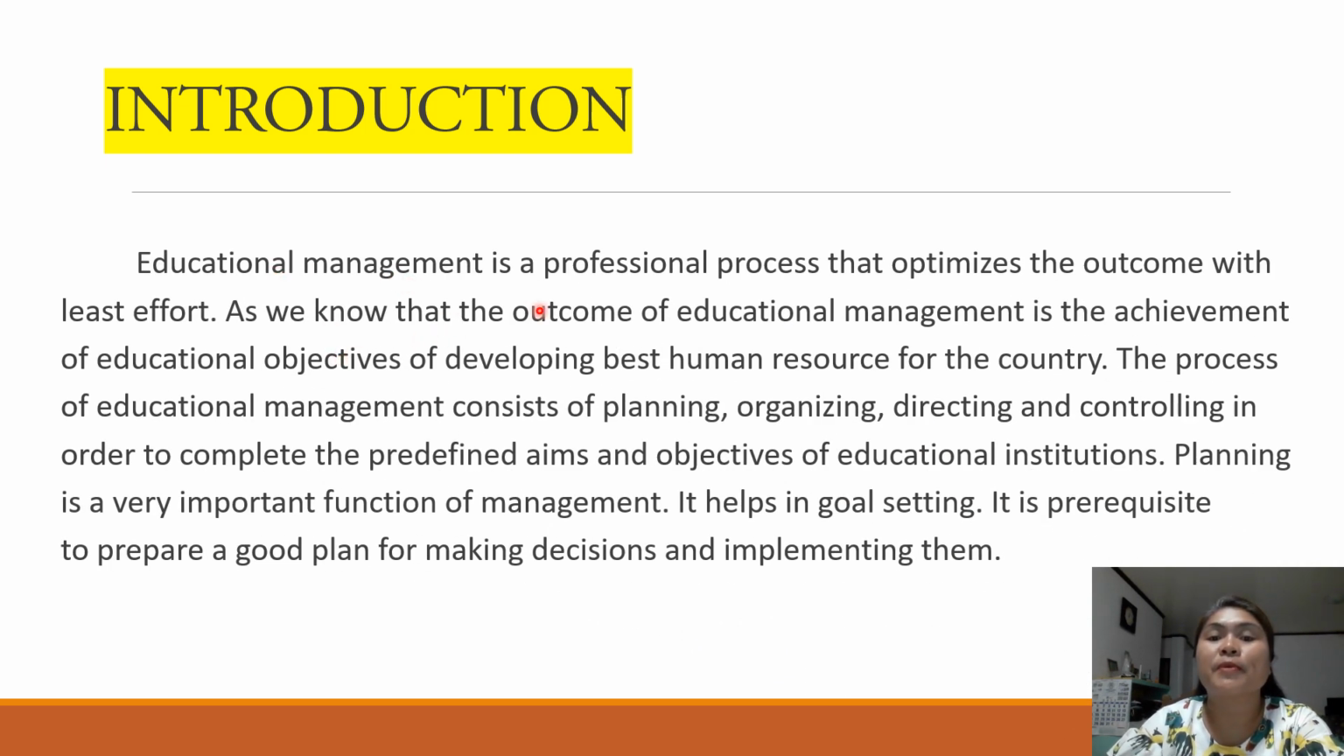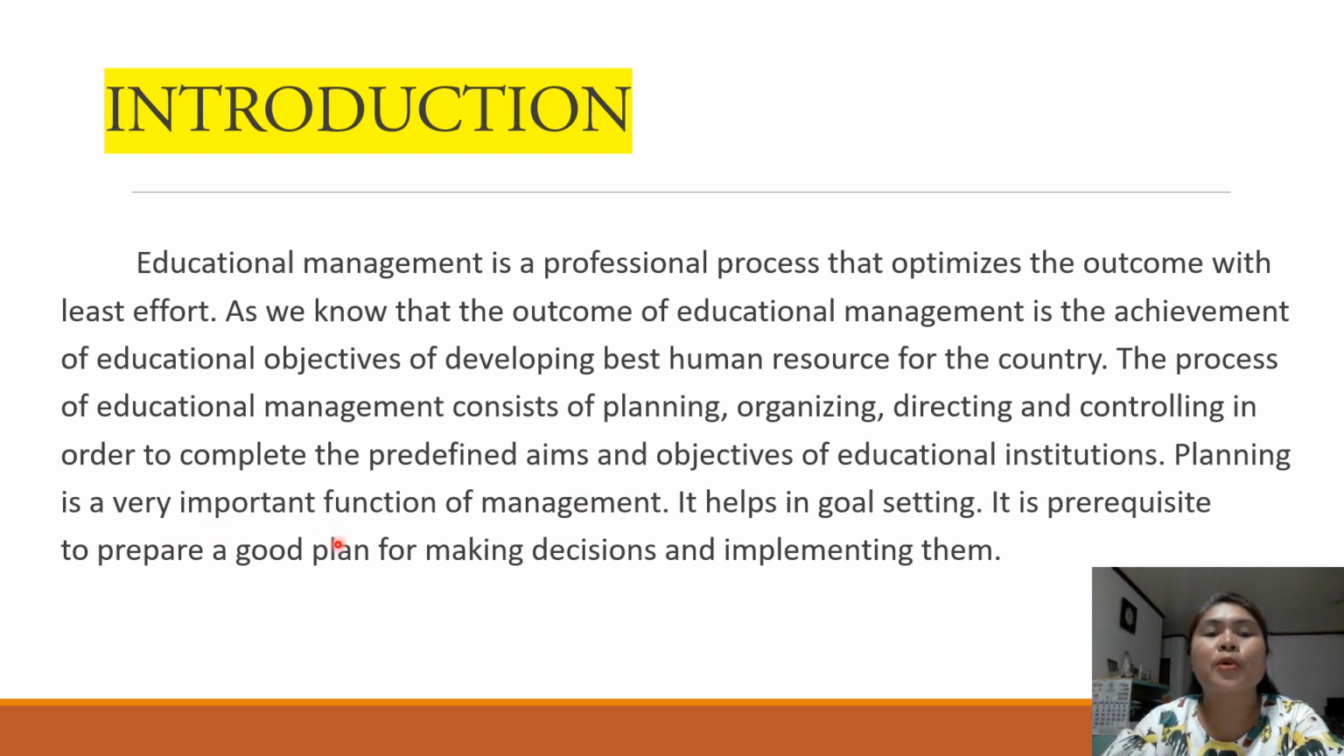Educational management is a professional process that optimizes the outcome with less effort. As we know, the outcome of educational management is the achievement of educational objectives of developing the best human resource for the country. The process of educational management consists of first, planning, second, organizing, third, directing, next, controlling, in order to complete the predefined aims and objectives of educational institutions.